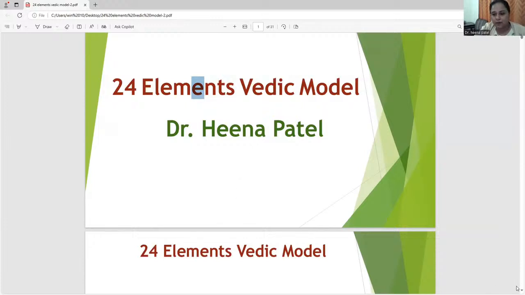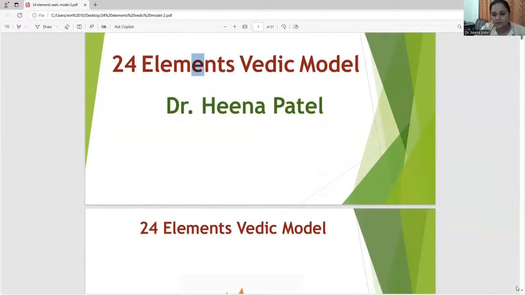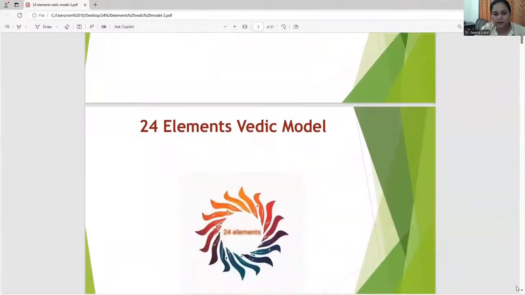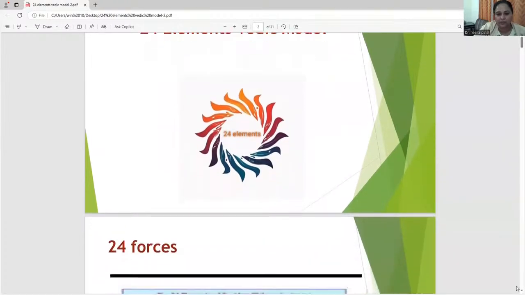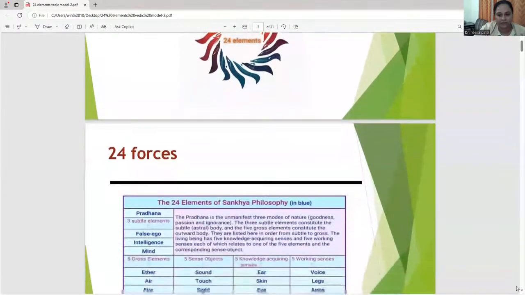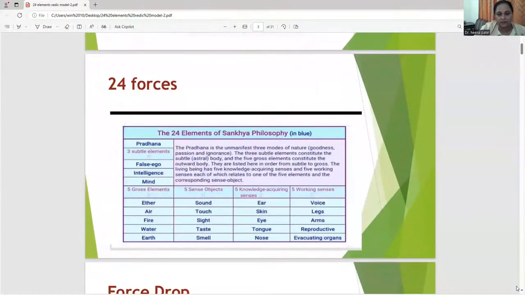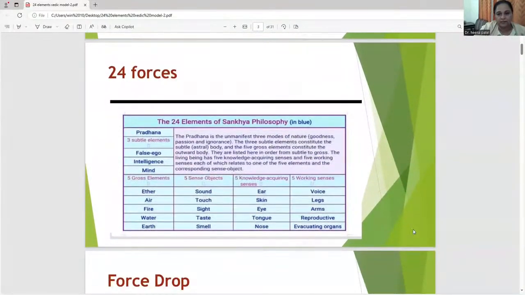So how does this help us in our health and other areas of life? It's not just a health area. The 24 elements Vedic model is based on the Vedas and how the human mind is developed. It's all about how we can design our life. That depends on what kind of experiences we have gathered in our mind.